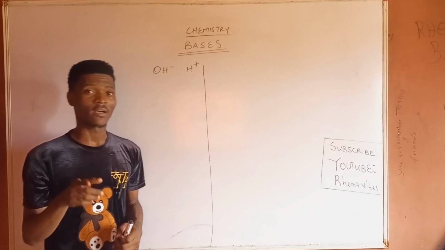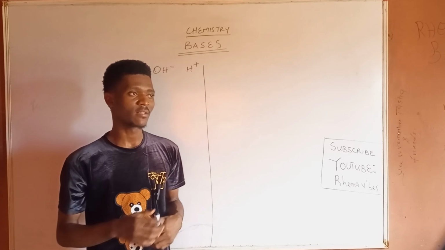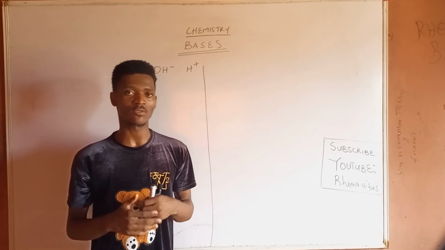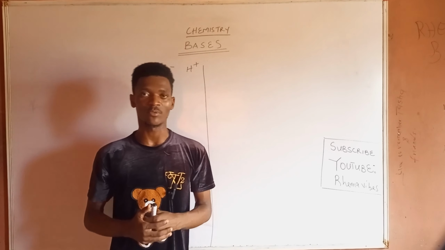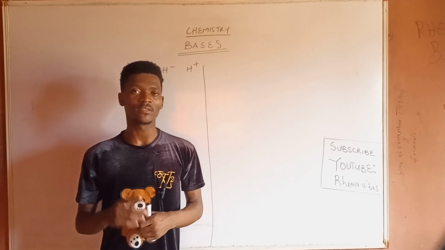And then two other scientists came together and gave their definition of bases to be proton acceptors. According to Johannes Bronsted and Thomas Lowry, bases are proton acceptors. Then Gilbert Lewis said that bases are electron pair donors.